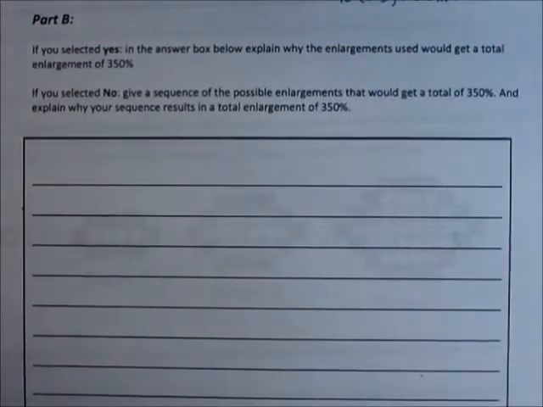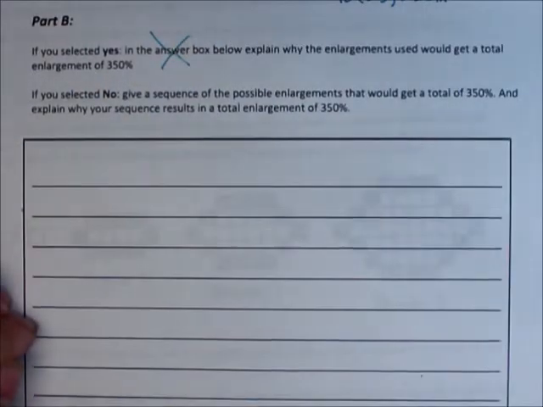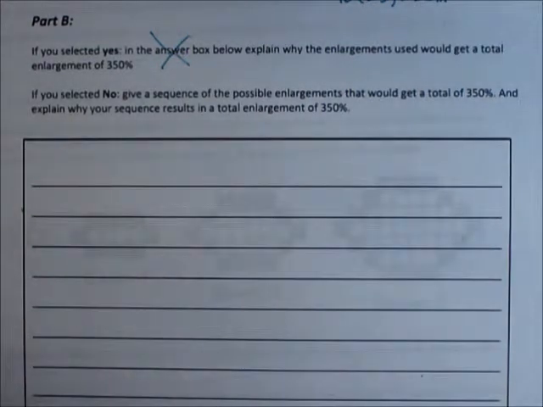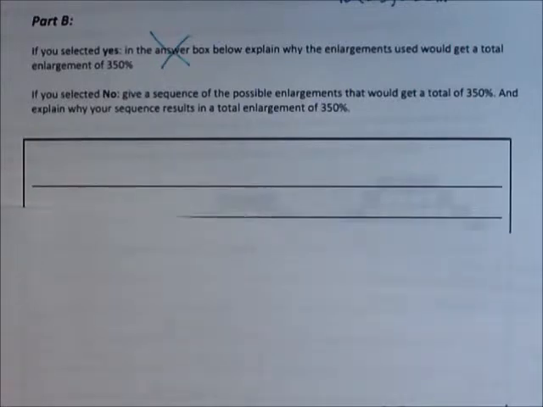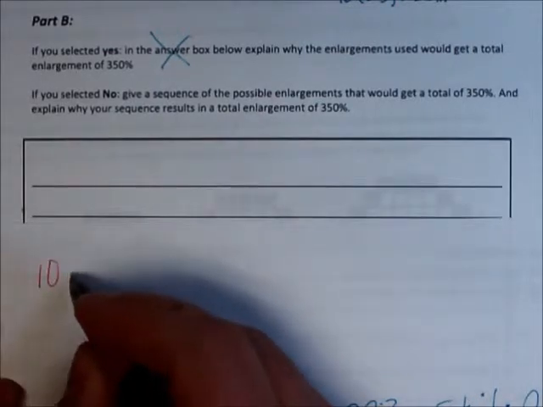Okay, part B. If you selected yes below, explain why. Well, we selected no, so we're not going to do that. If you selected no, give a sequence of the possible enlargements that would get a total of 350%, and explain why your sequence results in a total enlargement of 350%. Okay, so I'm going to just do some scratch work here before I write in my box. I want to get from 10, this is my example, to 35.